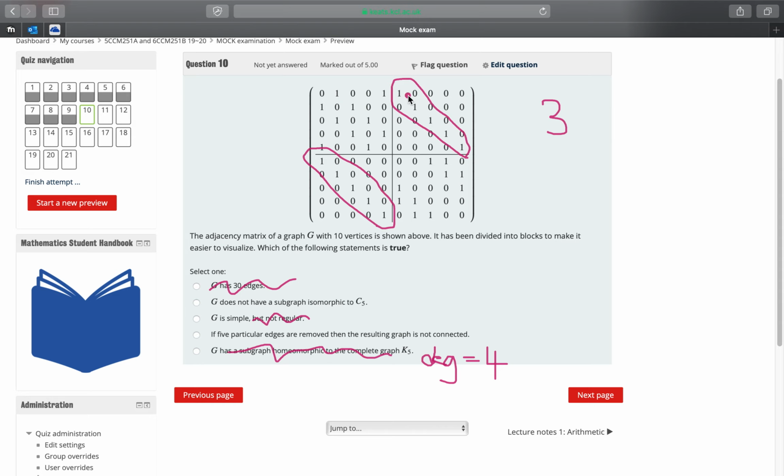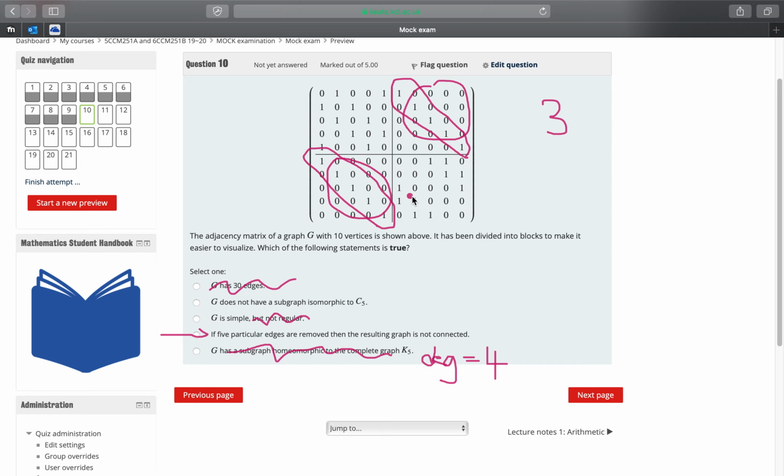We just have one edge going from vertex 1 to vertex 6, and one going from vertex 2 to vertex 7. So if we remove these 5 particular edges, then this whole thing becomes the zero matrix, and this whole thing becomes the zero matrix. And then the thing drops into 2 blocks. So that means the graph will just have 2 components. Vertices 1 to 5 won't be connected in any way to vertices 6 to 10. So actually, the correct answer is this one.